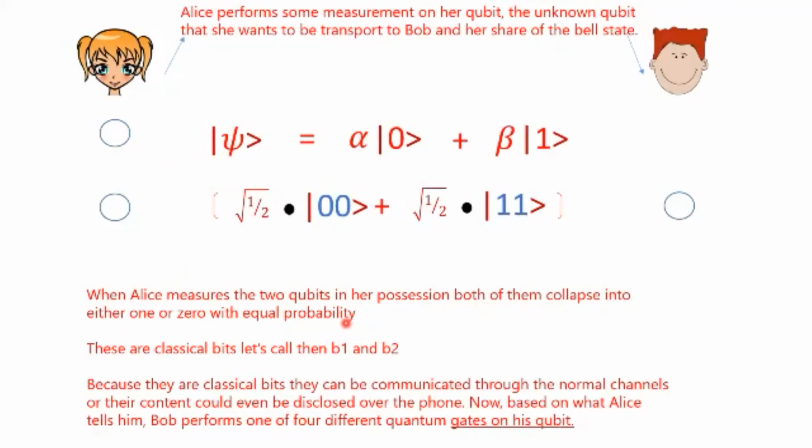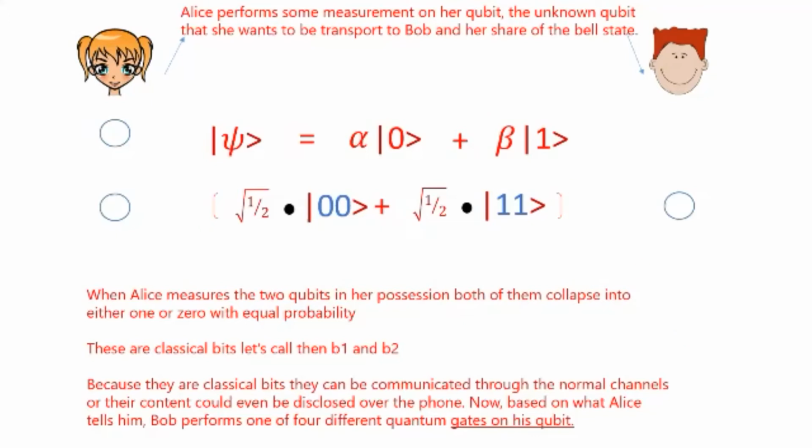So you have 4 combinations that it can be. And these are classical bits, so let's call them B1 and B2. Now, because they're classical bits, they can be communicated through the normal channels. Alice could literally call Bob up and say B1 is 0, B2 is 1. And then based on what Alice tells him her qubits collapsed to, due to the wonders of quantum entanglement, he can adjust his Bell state to go back to the original wave function.